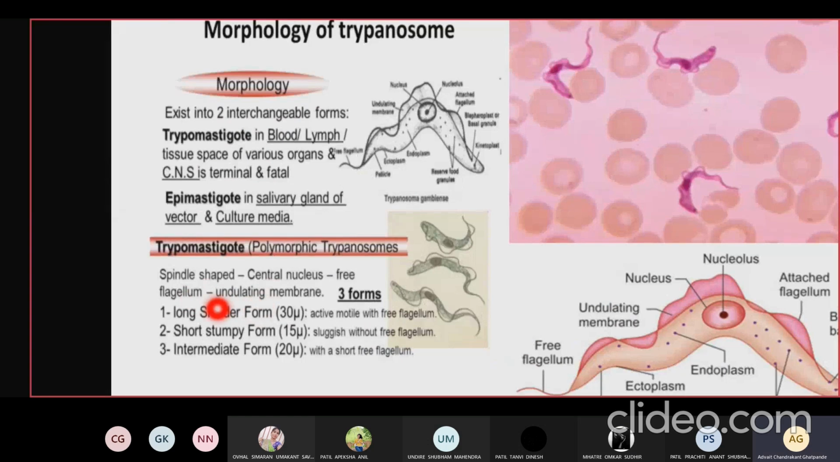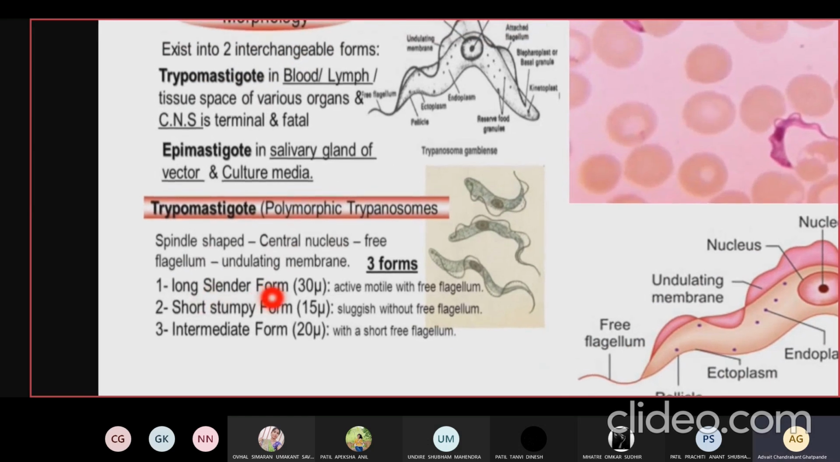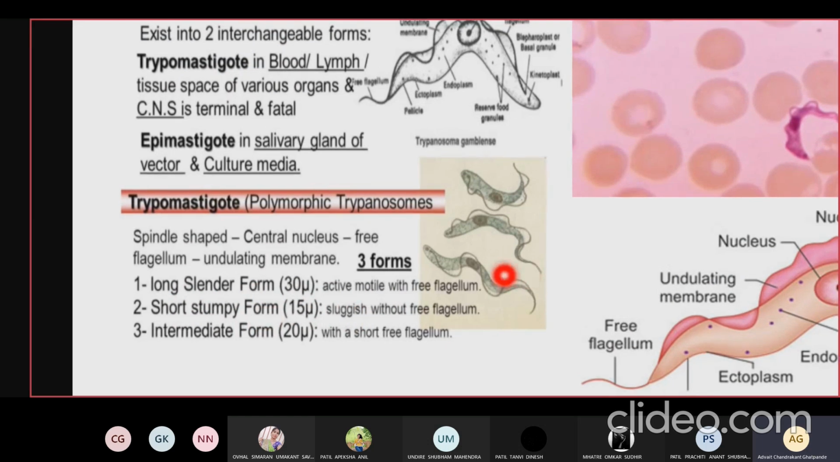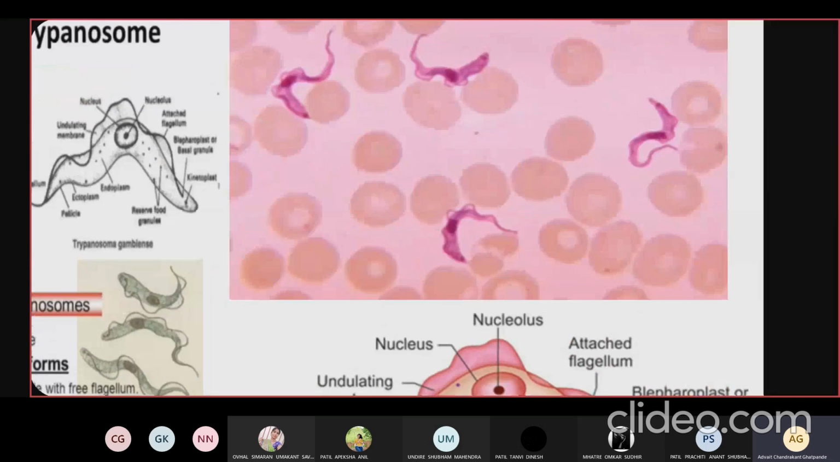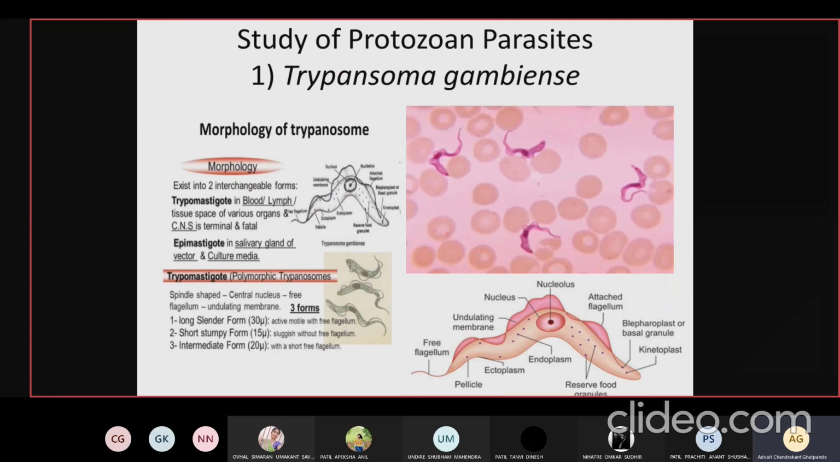So there are 3 forms of trypomastigote. The one is called a long slender form, which is active and motile, then the short stumpy form and the intermediate form. The diagrams of these different forms in their life cycle are given here. This is the slide where Trypanosoma appears like this in the blood smear. So this is regarding the morphology of Trypanosoma gambiense.